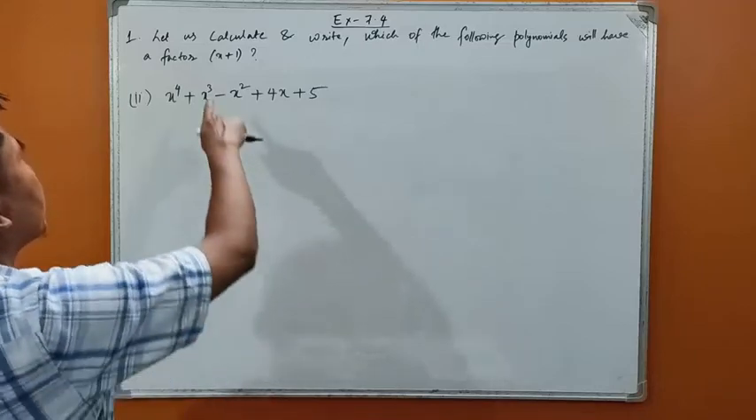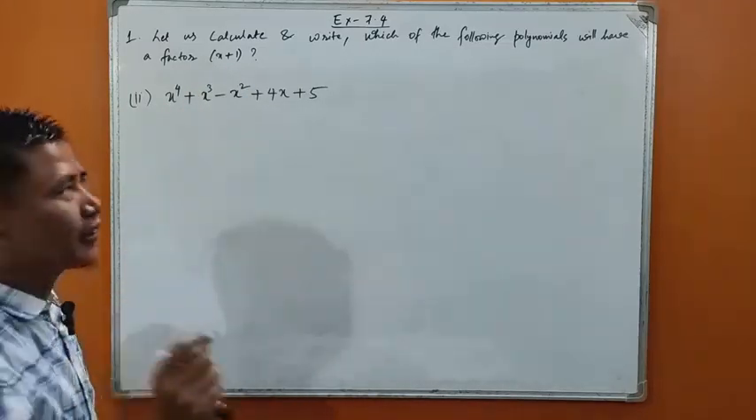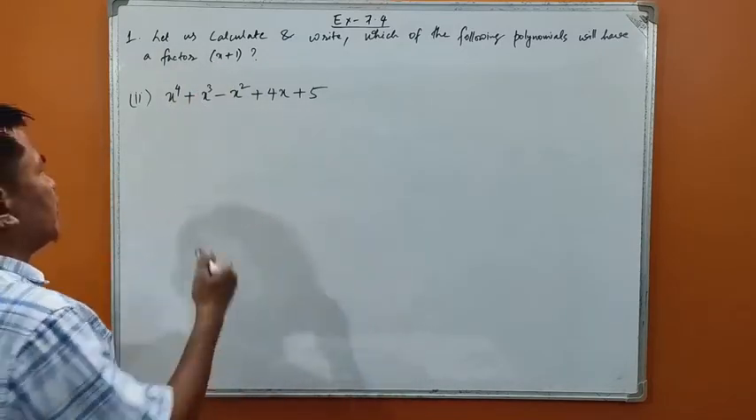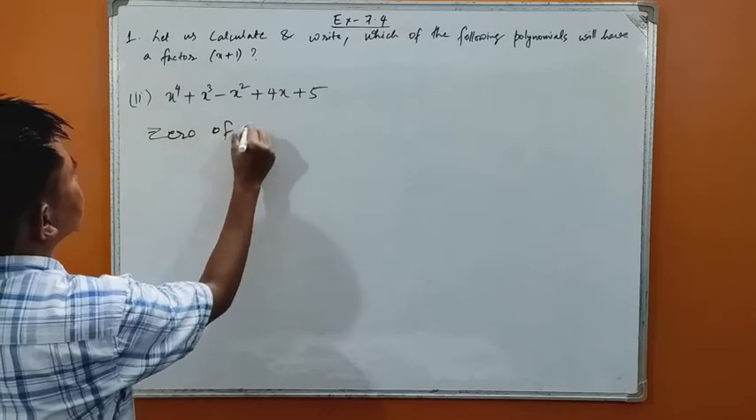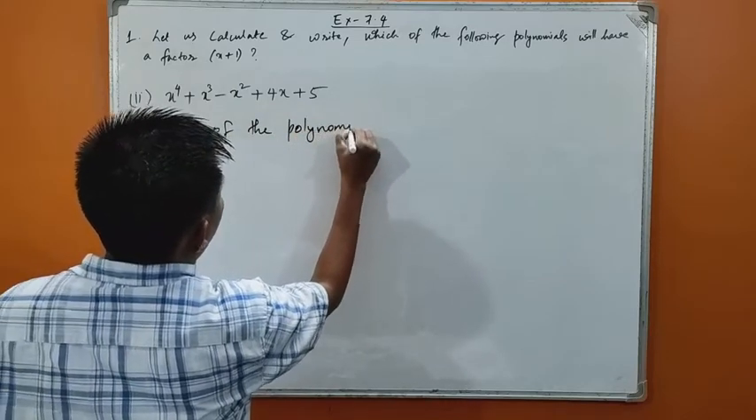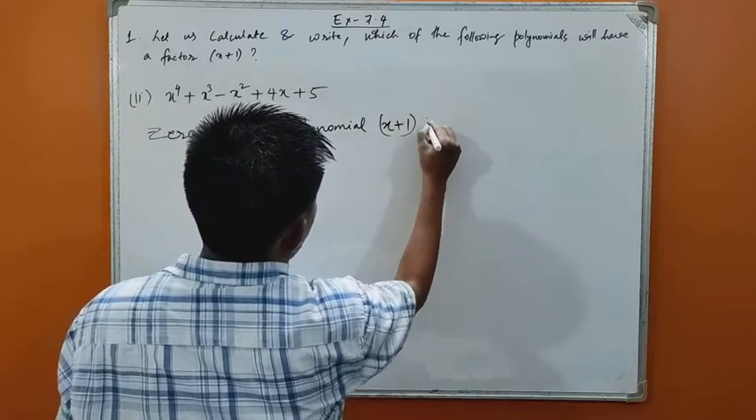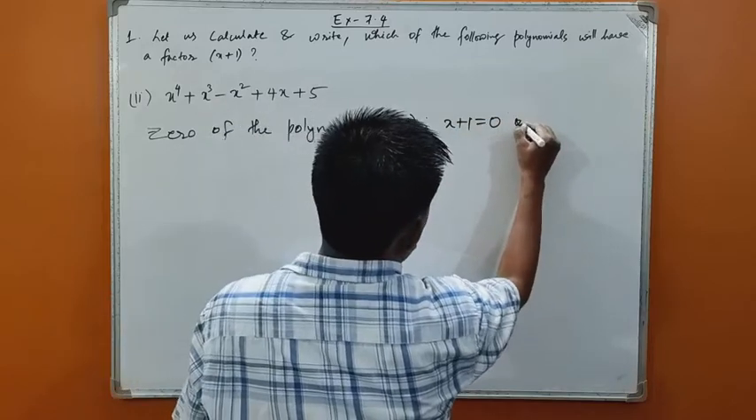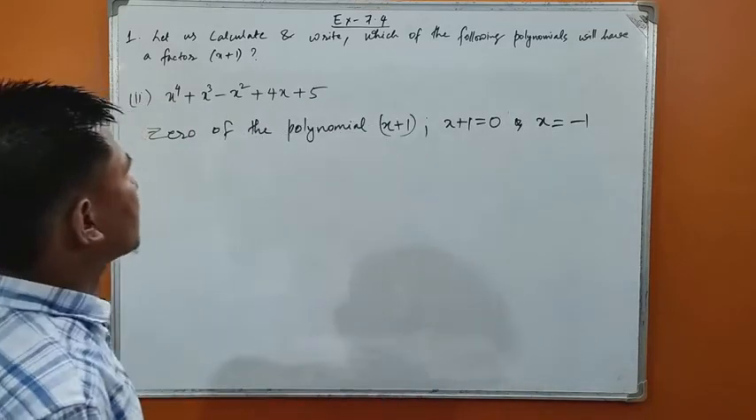Let's check whether x plus 1 is a factor of this expression or not. This is question number 2. To check this, we know that the zero of the polynomial x plus 1 should be equal to 0, isn't it? Or x equals plus 1, when we take it to the right hand side it becomes minus 1.